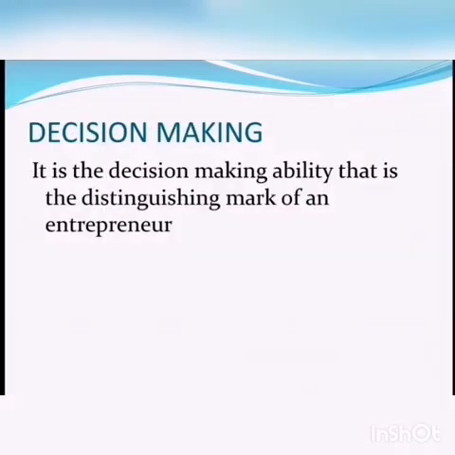The next feature, decision making. It is the decision making ability that is the distinguishing mark of an entrepreneur. Decision making means the process of selecting the best alternative from among a number of alternatives or choices. That means several choices or alternatives are there. Out of these, an entrepreneur should select the best alternative. That is known as what?